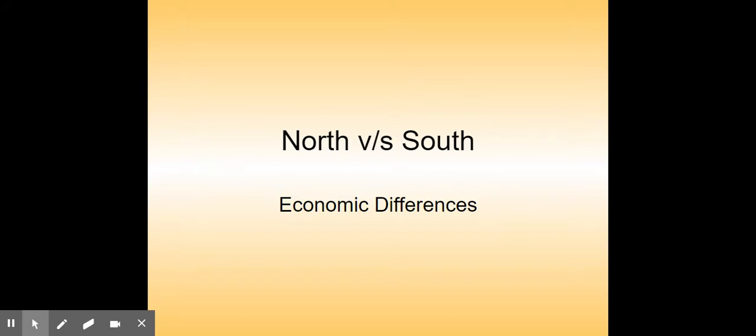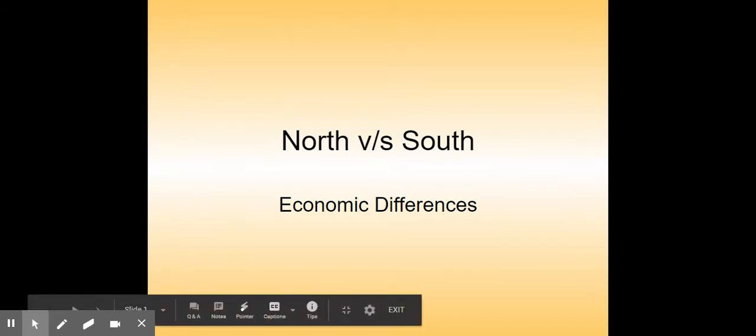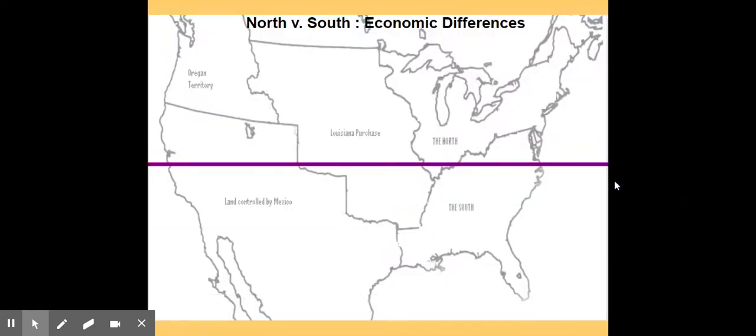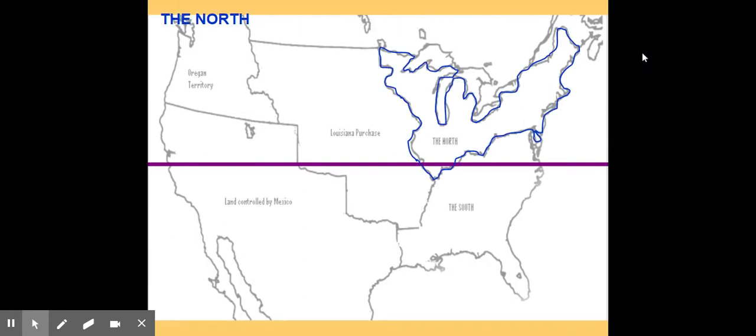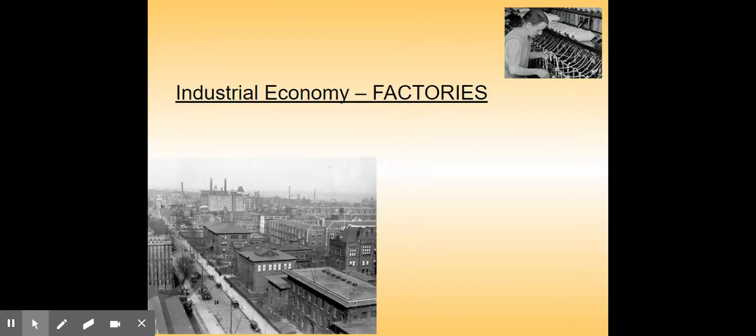We're going to start with the North first. Now, remember, the North is in the northern part of the country. On your map, this is the North. The North is known for an industrial economy. And when you think industry, think factories.